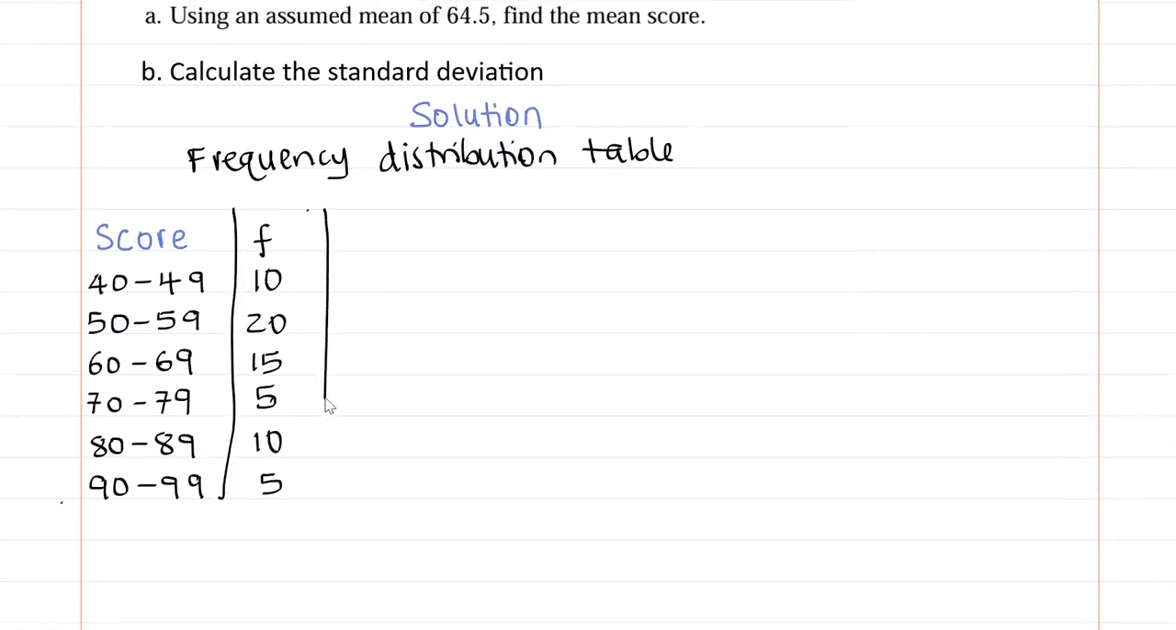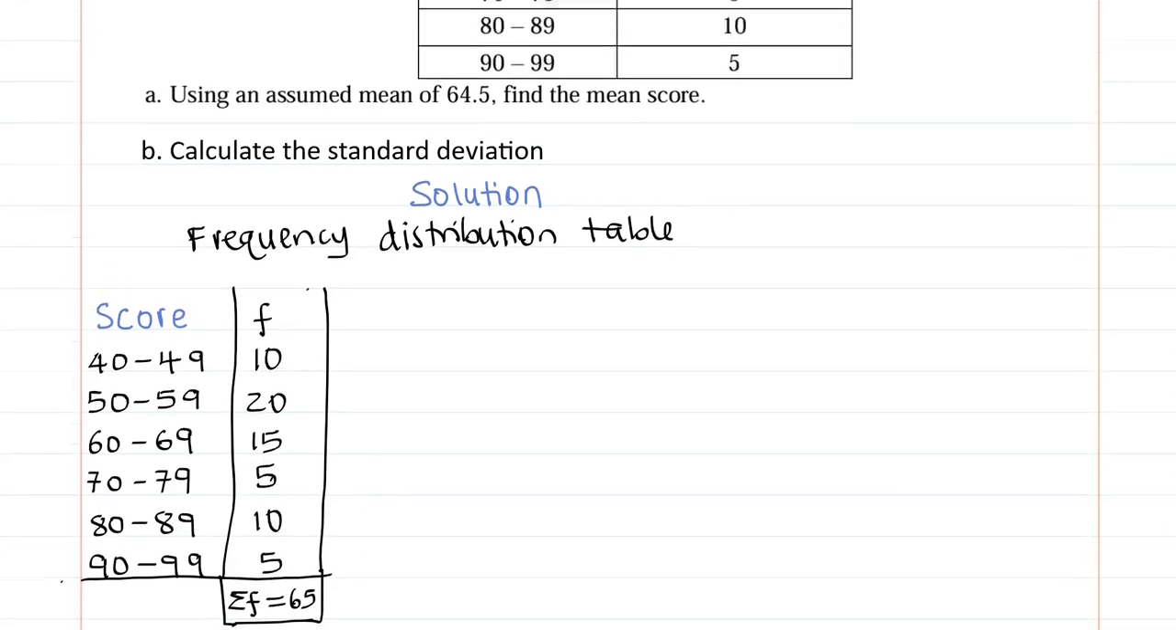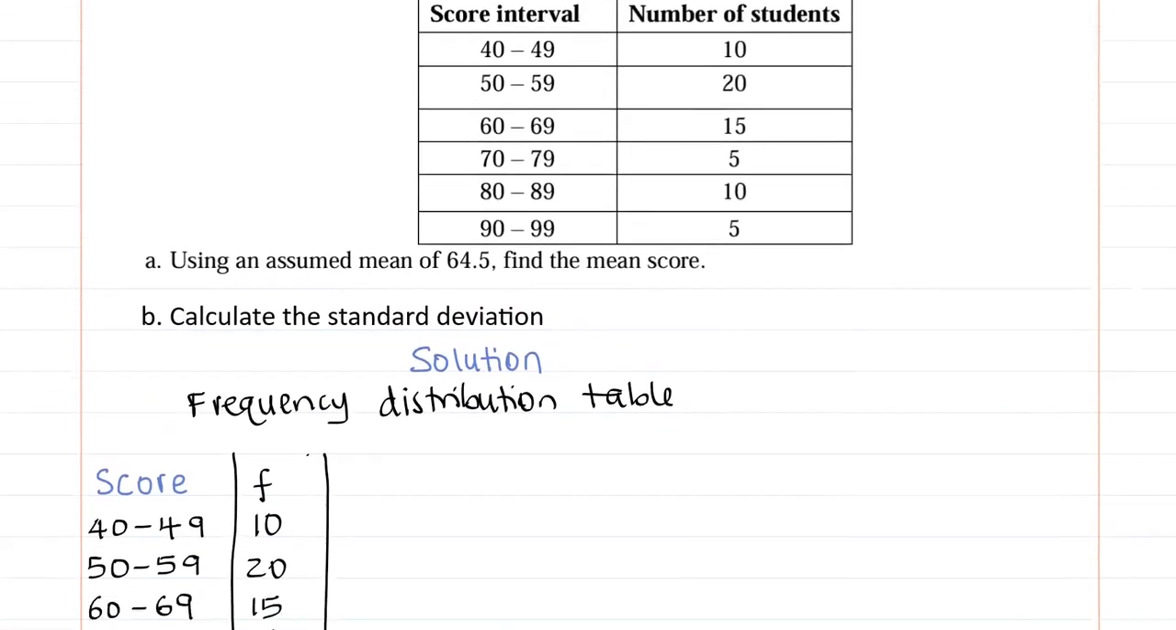So we have filled the second column of the frequency. Here we can get our summation of frequency, which we write like this: summation of frequency. Then we add all those numbers: 10 plus 20, 30, plus 15, 45, plus 5, 50, plus 15, 65. It corresponds to the one stated in the question. So our frequency is 65 as it was stated.